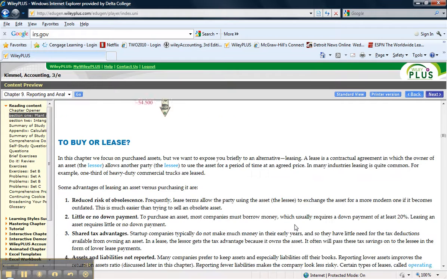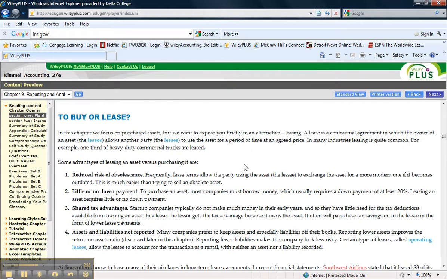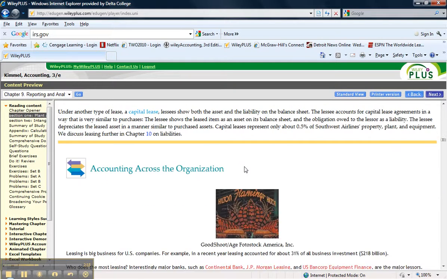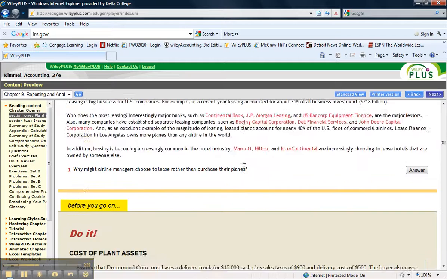Machinery, similar kind of thing. Discussion of leases here. Minor topic in this chapter, but you should still read it over a bit.